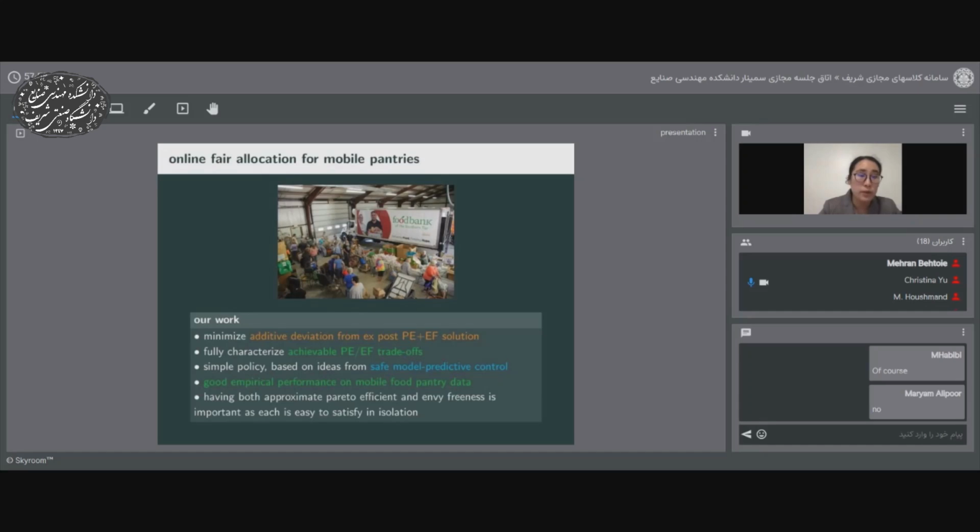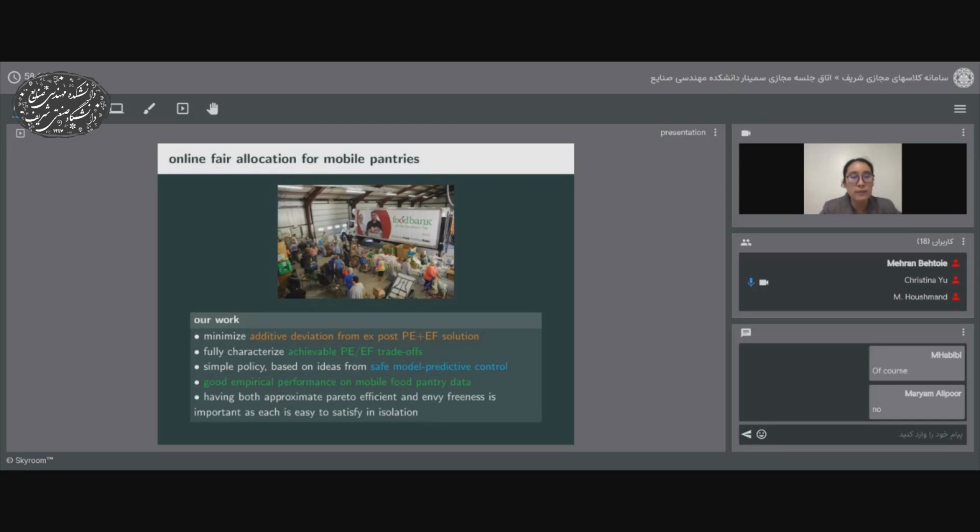We're able to furthermore fully characterize the achievable trade-offs between Pareto efficiency and envy freeness, and show that our results are optimal with respect to those trade-offs. Our algorithm is a very simple policy based on ideas from safe model predictive control. And we do show good empirical performance on mobile food pantry data.